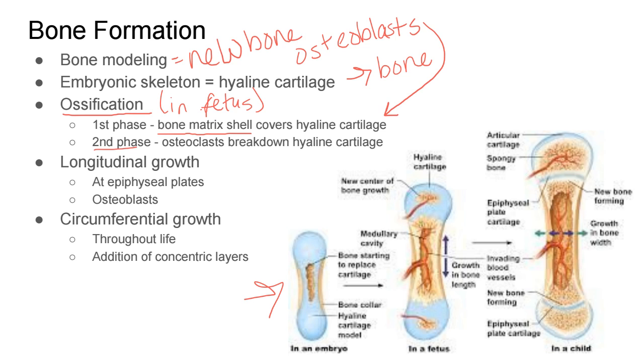And then the second phase would be the osteoclasts then starting to remove the hyaline cartilage. And when it removes the hyaline cartilage from the middle here, you start forming that medullary cavity. And you are left then with that outside shell of bone that was laid down in the first phase. So the osteoblasts lay down the bone matrix shell, and then the osteoclasts will move in and start breaking down the hyaline cartilage.